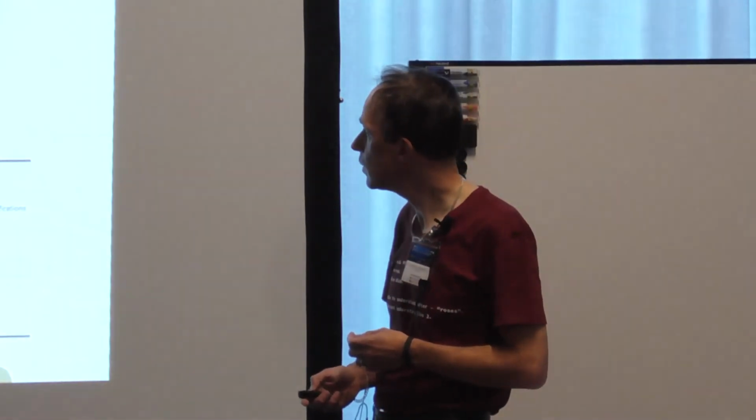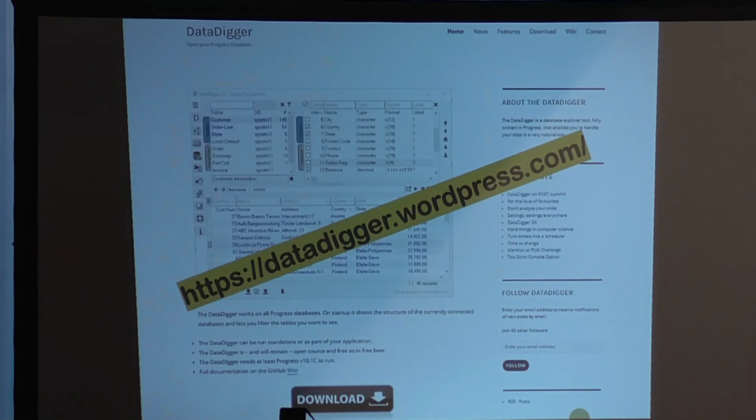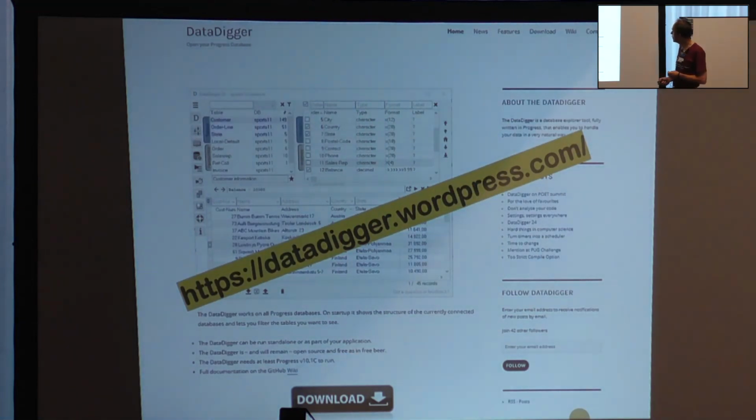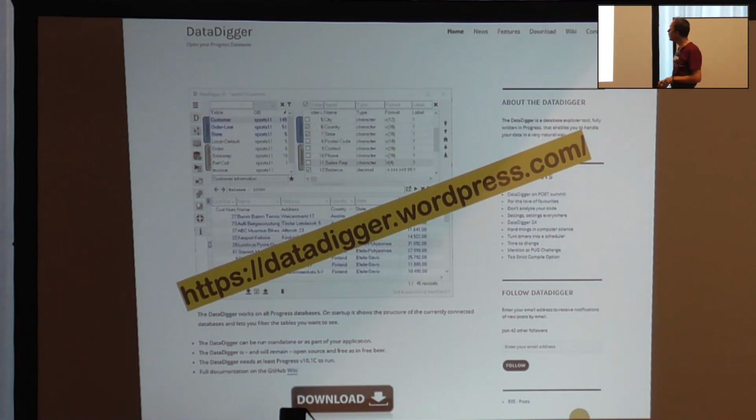Okay. If you want more, just head over to datadigger.wordpress.com. DataDigger is fully free. It's open source. You can use it in every way you like. There is a lot of information on the blog. It points you to GitHub, where it can also be found. For experts, there is a wiki on the GitHub with a lot of information, but I will cover that in my other session.